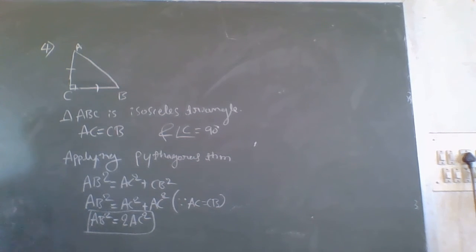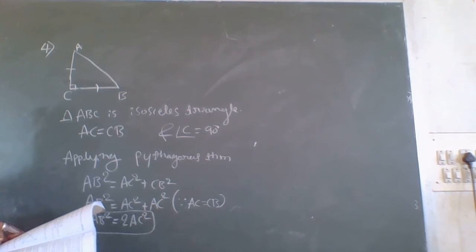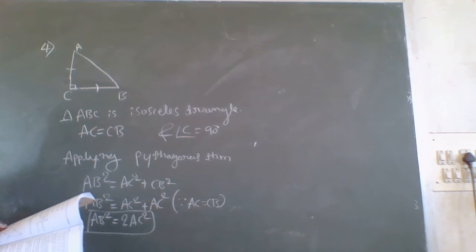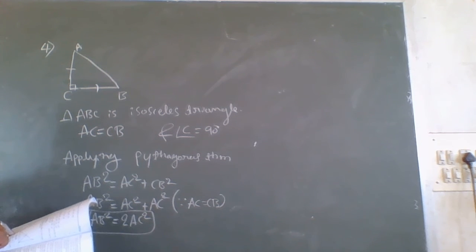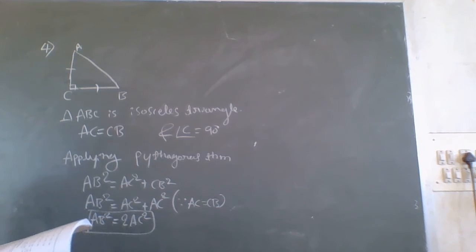Like this only in fifth problem, what they are given? Converse of the fourth problem. Again in fifth question, what they are given? ABC is an isosceles triangle. So here ABC is an isosceles triangle with AC is equal to CB or BC. They have given this. AC is equal to BC. If AB square is equal to 2AC square, they have given this. Prove that ABC is a right angle triangle.